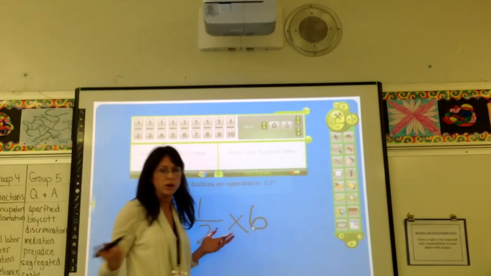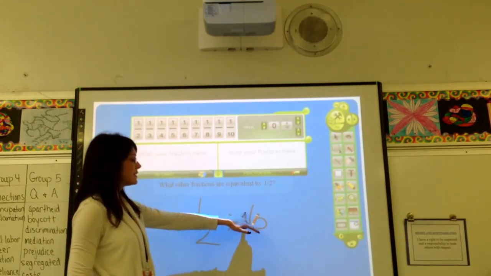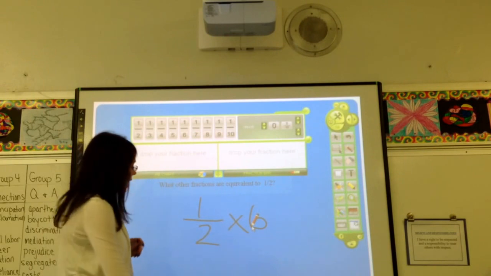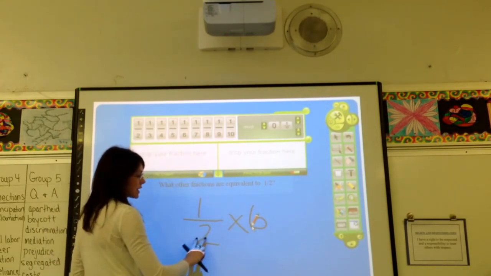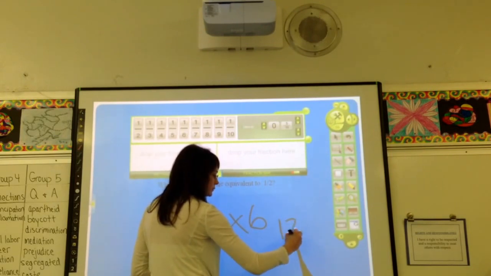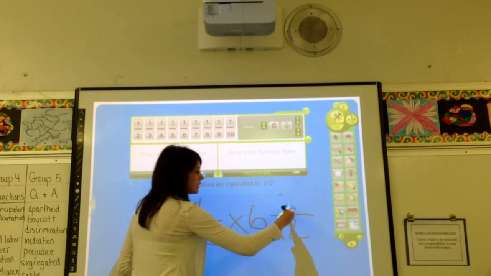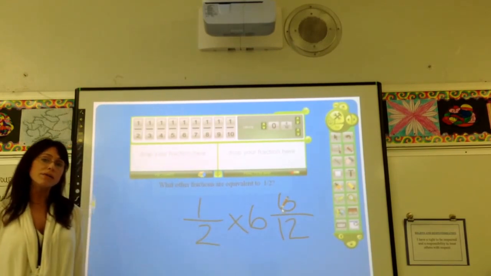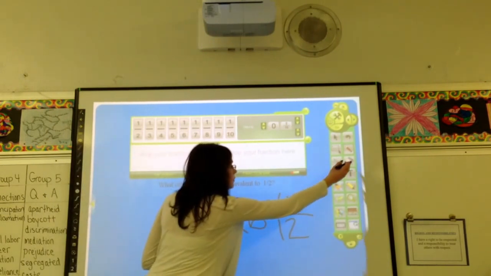You can choose any number you want, and you'll still be able to find an equivalent fraction. All you have to do is take the number that you chose and multiply it times the denominator and numerator. So 6 times 2 is 12, and 6 times 1 is 6. So I know that 6/12 is equivalent to 1/2. Let's try another one.